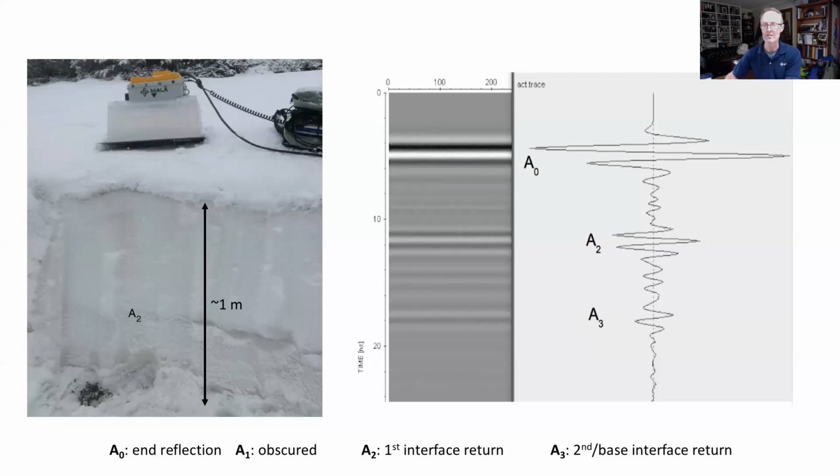So on the right hand of this screen is the wiggle trace from the radar held statically in that point. And again, on the wiggle trace, I've marked A0, A2, and A3, and they respectively are the end reflection from the radar. A1 is obscured. A2 is the return from the first interface, which you can also see on the image to the left. And then A3 is the second or base interface return. So again, all we're aiming to do from that radargram is look at the relative amplitudes that you can see there and also compare the time between those amplitudes.